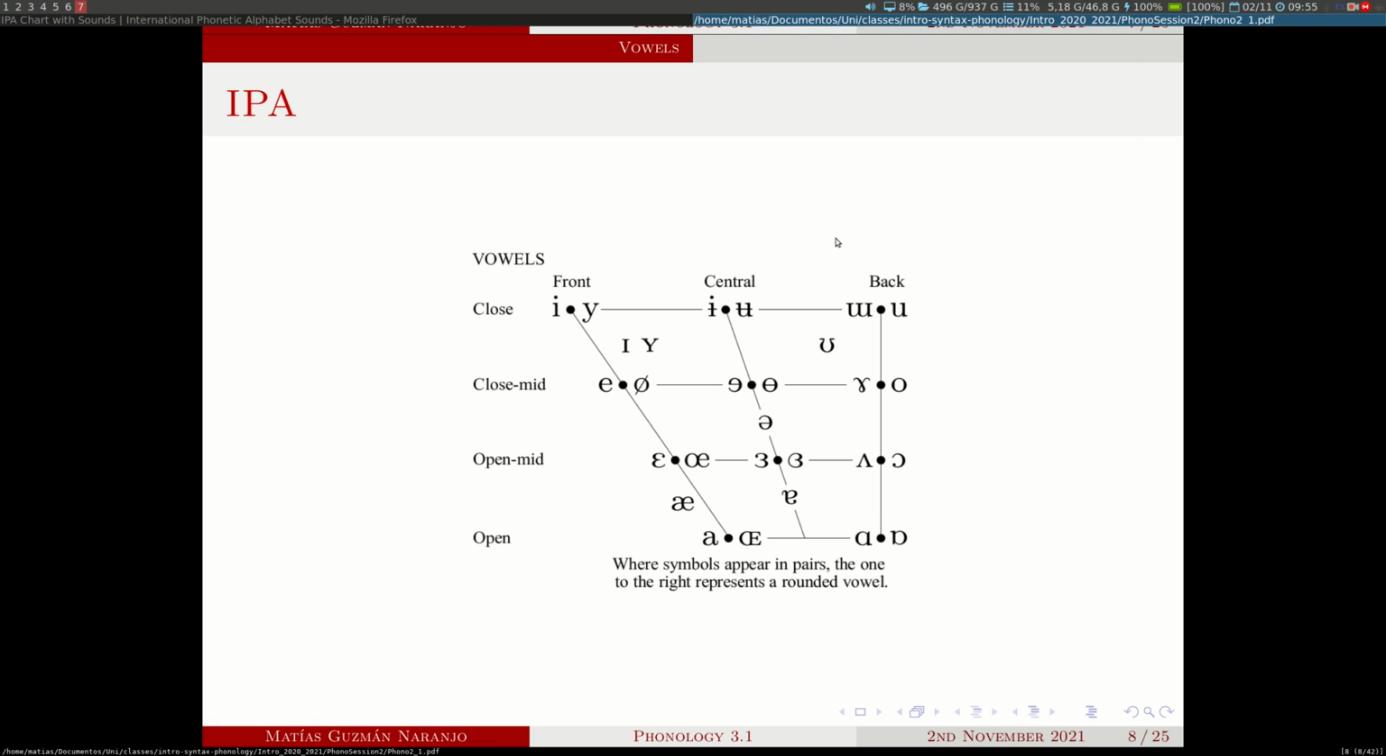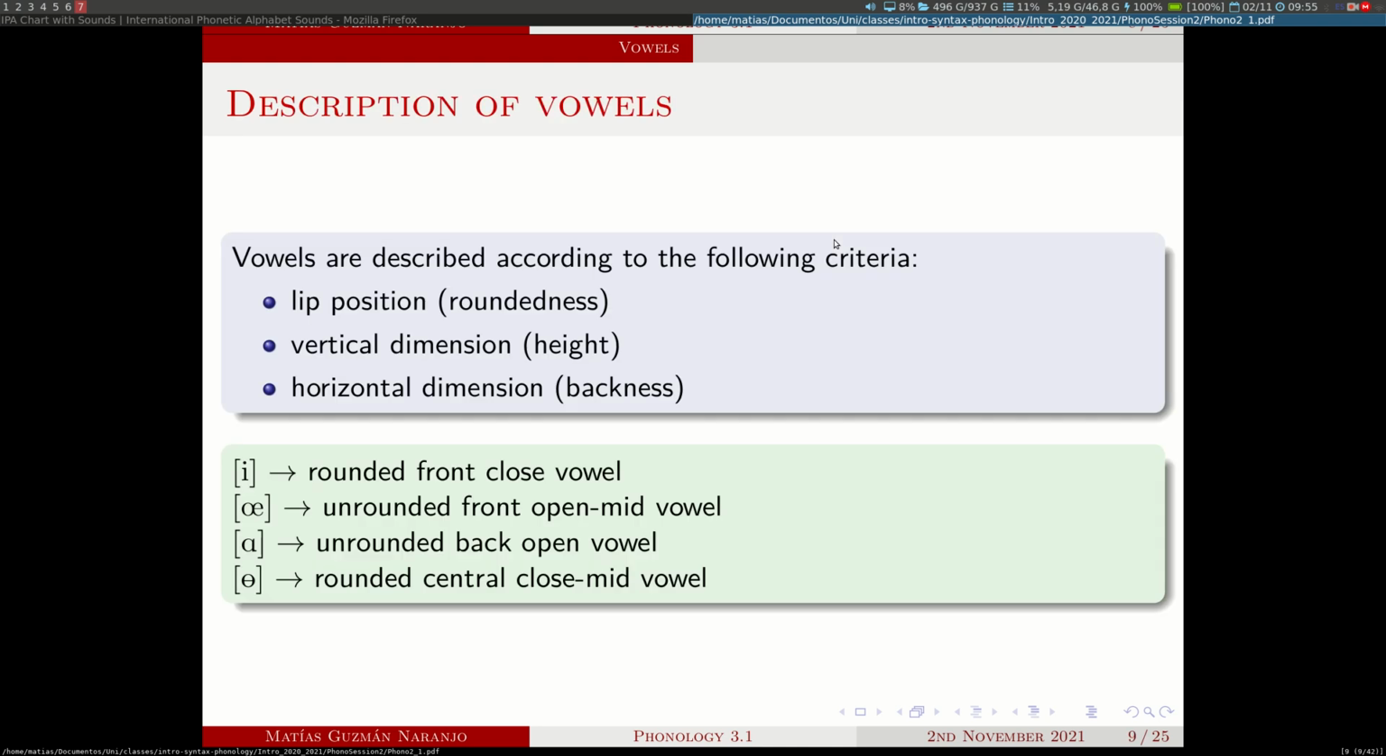Okay, so that's for articulation and production of vowels. So to the description, as I mentioned, we have 3 dimensions: whether the lips are rounded or not, the vertical dimension, and the horizontal dimension. And with these 3 criteria, we can describe all the vowels we just saw. There are some additional things that can come in addition to this, but these criteria are the most important ones and the ones you should learn. So, for example, here we have some IPA symbols for vowels, and yeah, so this one is a rounded front closed vowel, and this one is an unrounded back open vowel, etc.